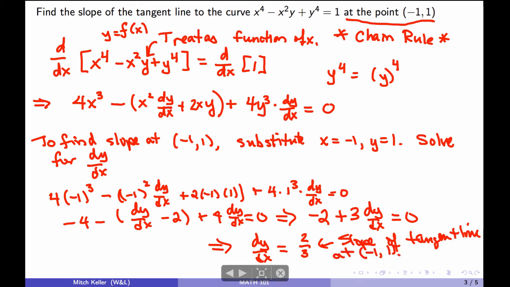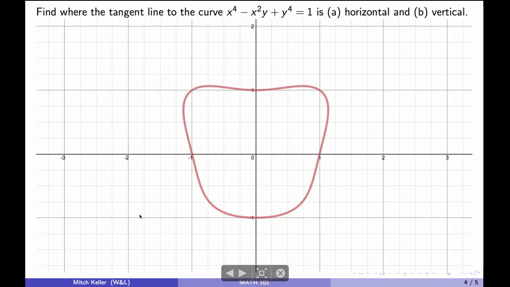Now, why did I recommend substituting in rather than trying to solve this monstrosity for dy dx? You're more likely to make algebra mistakes, and if all you need is the slope of the tangent line at a specific point, then you should just go ahead and do that. But now, what if I asked you a slightly different question?